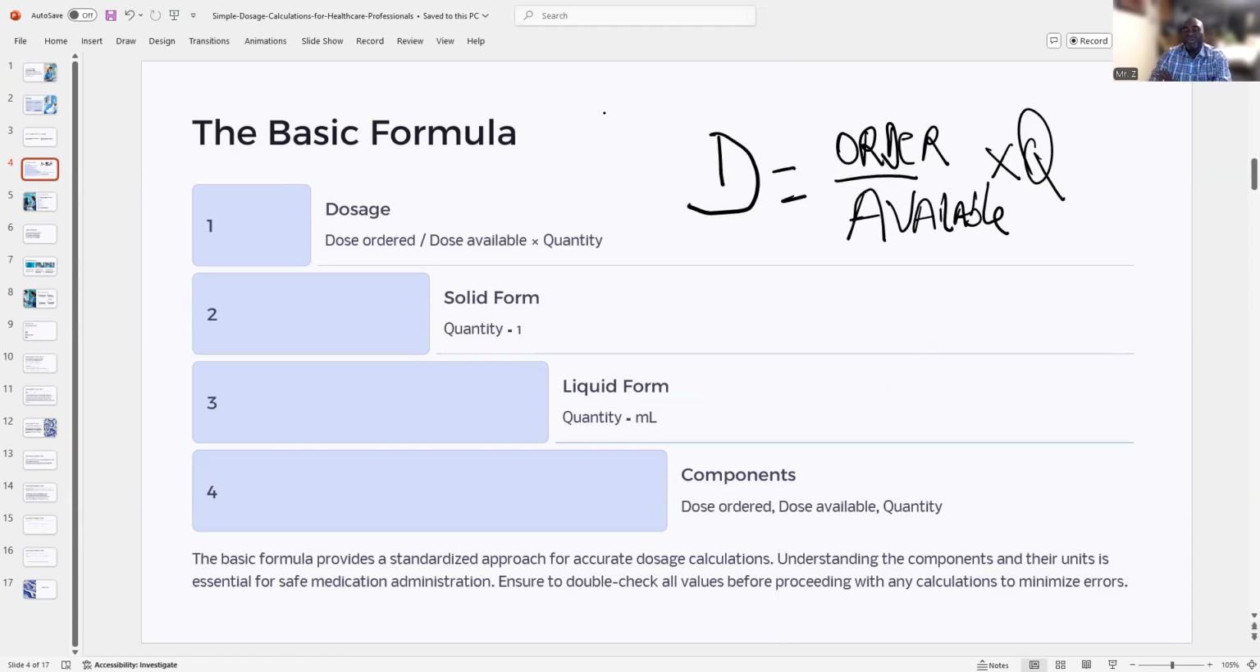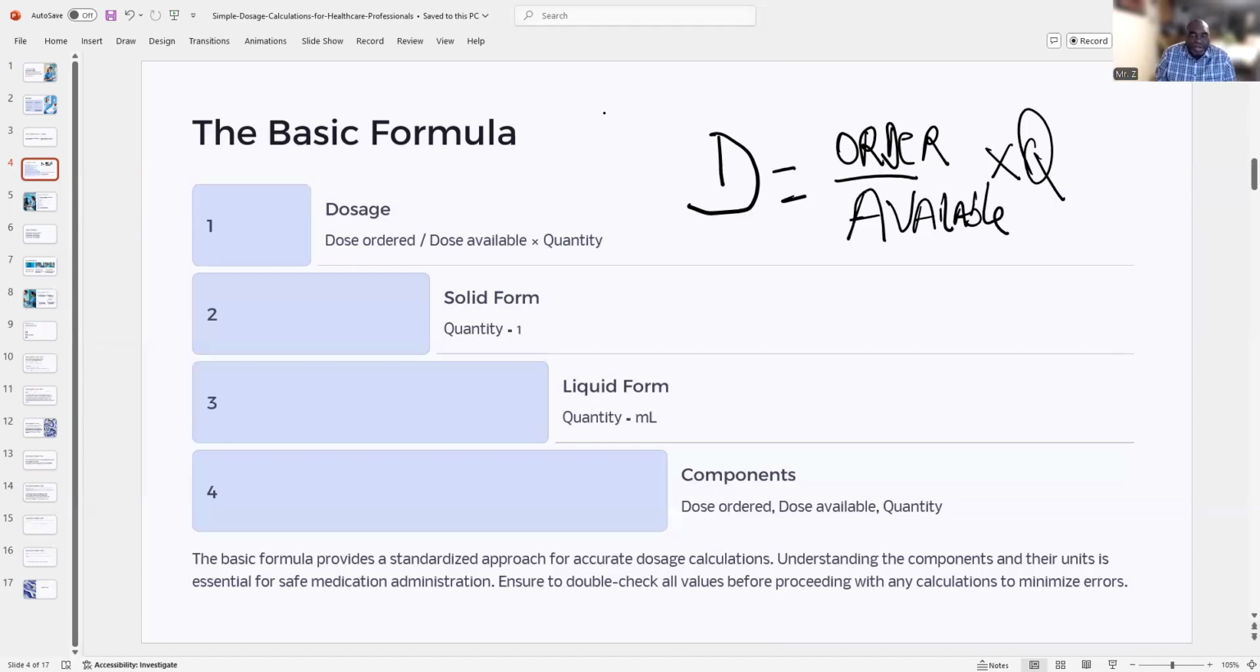Remember, whenever you're dealing with any solid form of medication, your quantity is always going to be 1. Example, Tylenol 650 milligram, Tylenol 325 milligram. It means the quantity is 1. It means 1 tablet of what the tablet for Tylenol has, 325 milligram. So anytime you're dealing with a solid form of medication, tablet or caplet or capsule, as long as it's not liquid, the quantity will always be 1.